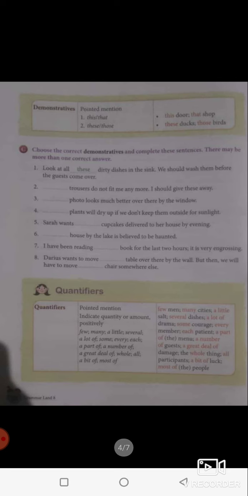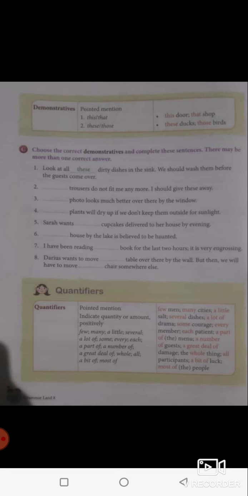And demonstratives are pointing words like this or that, these, those. These are demonstratives, pointing at something, pointed or mentioned. This door, that shop, these ducks, those birds. When we go through this exercise, we will know better. Choose the correct demonstratives and complete these sentences. There may be more than one correct answer.